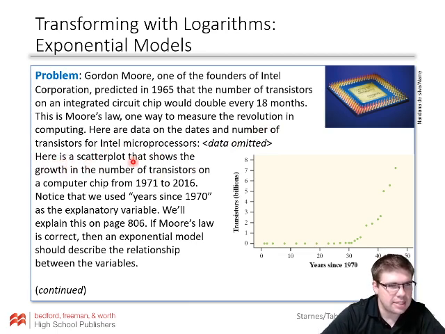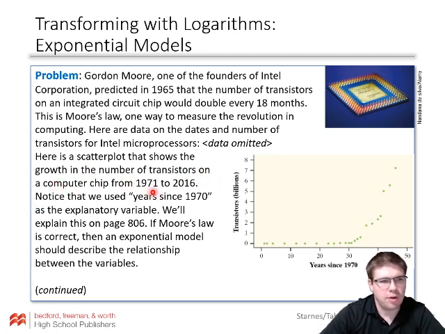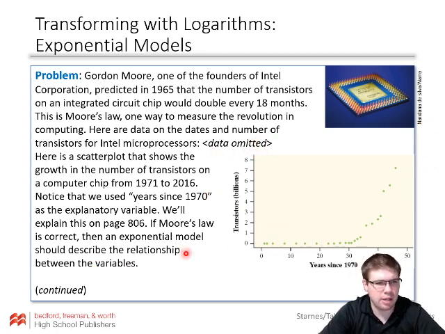Here is a scatter plot that shows the growth in the number of transistors on a computer chip from 1971 to 2016. Notice that we used years since 1970 as the explanatory variable. We'll explain this later, but if Moore's law is correct, then an exponential model should describe the relationship between the variables. So they left out the data, but here they plotted it for us.